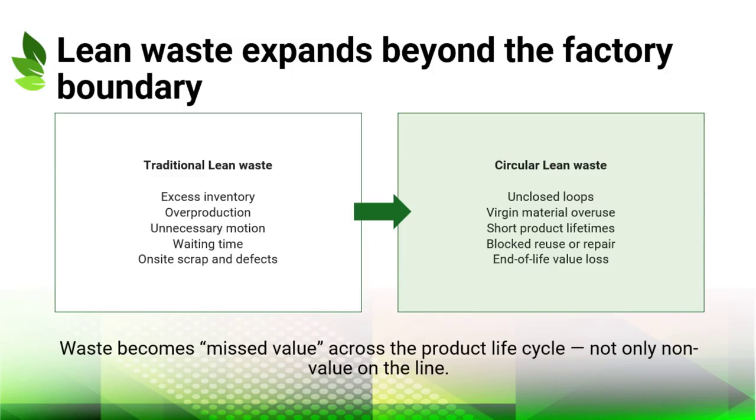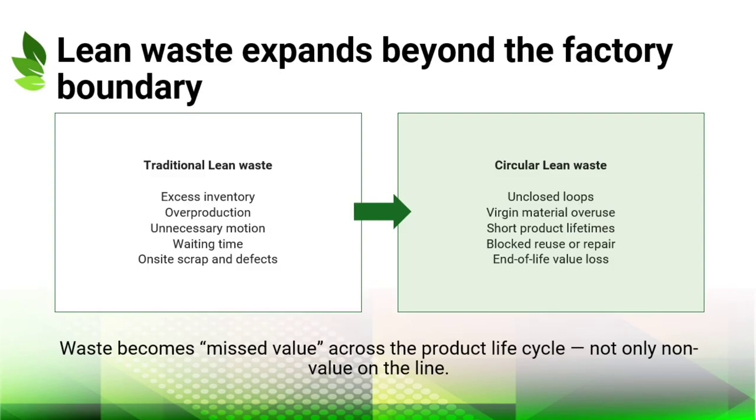This slide contrasts traditional lean waste with circular lean waste. In the traditional view, the focus is mainly on immediate operational inefficiencies, including inventory, overproduction, unnecessary motion, waiting time, scrap, and defects. In the circular view, waste also includes unclosed loops, excessive virgin material use, shortened product lifetimes, blocked reuse or repair, and end-of-life value loss.